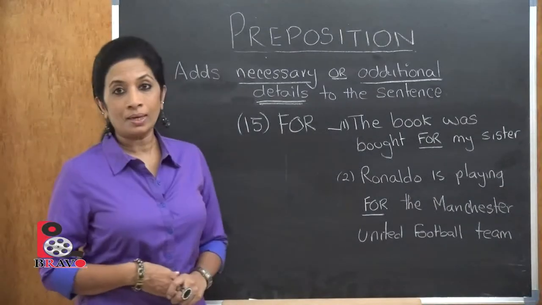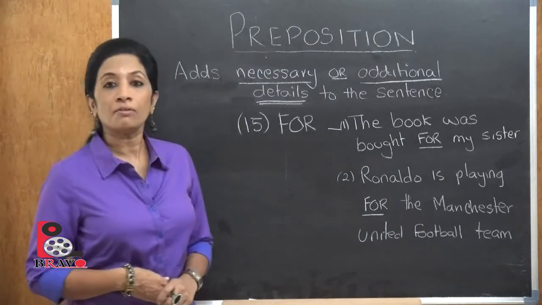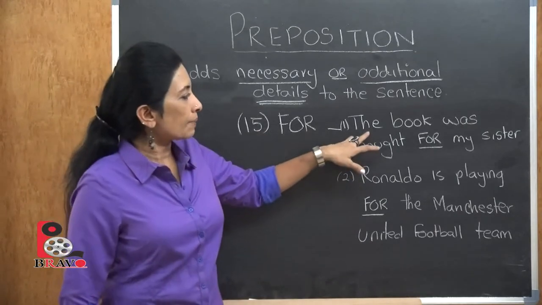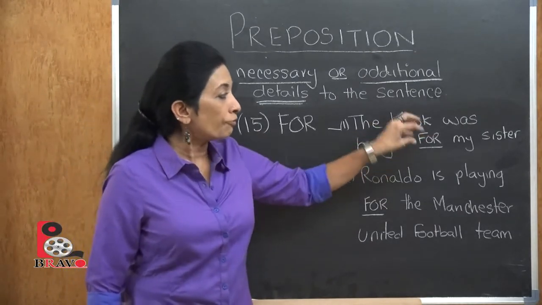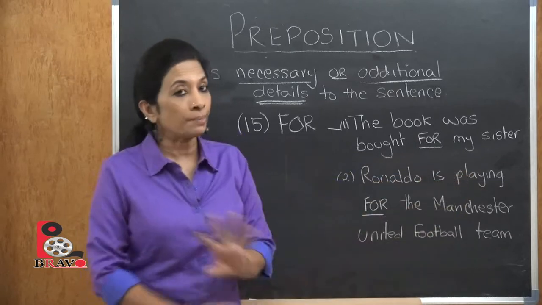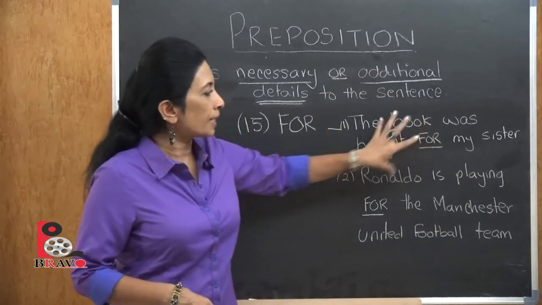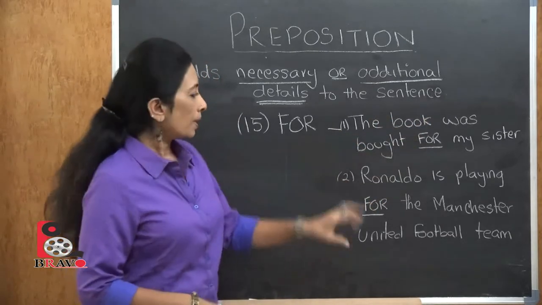Okay, we're doing pretty good. We have come half the way. Now the 15th word is for. It's very specifically used. Look at the example. The book was bought for my sister. Not for anybody else. It was just for my sister. So very specifically it emphasizes who it was bought for.